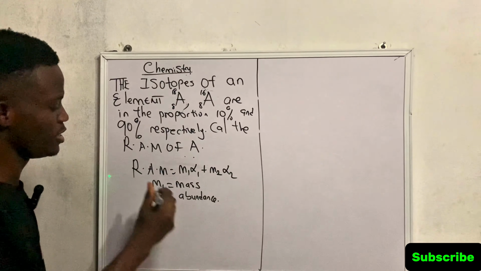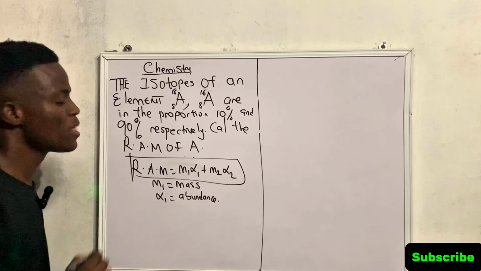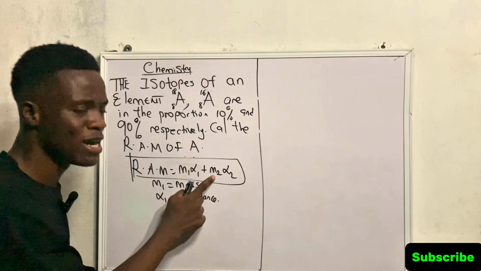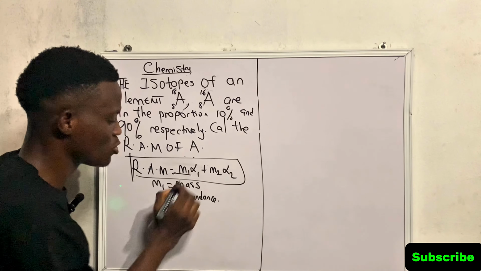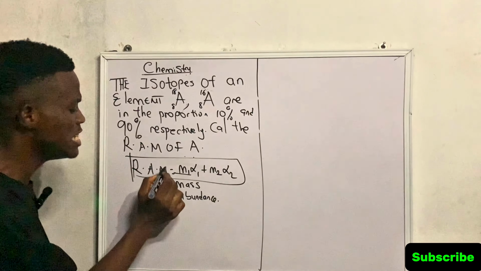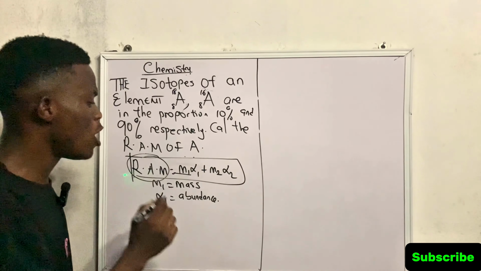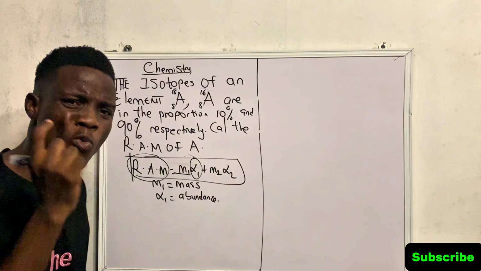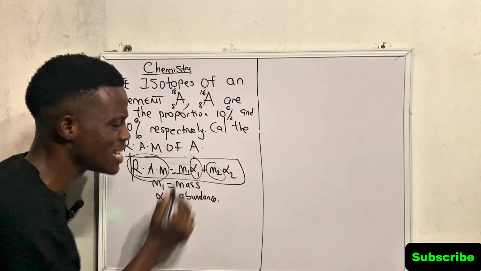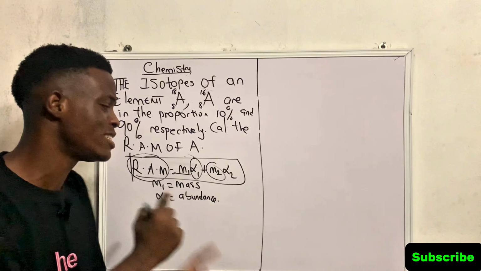The first one is this. This is the first formula. Relative atomic mass is equal to mass 1 times abundance 1 plus mass 2 times abundance 2. This M is called mass, and this alpha is called abundance. JAMB can ask you to calculate either relative atomic mass or abundance. Those are the two questions they usually ask. Or, if they want to twist it, they can ask for mass, but it's rare to see a question regarding mass.